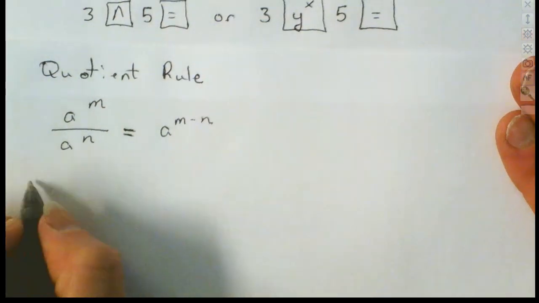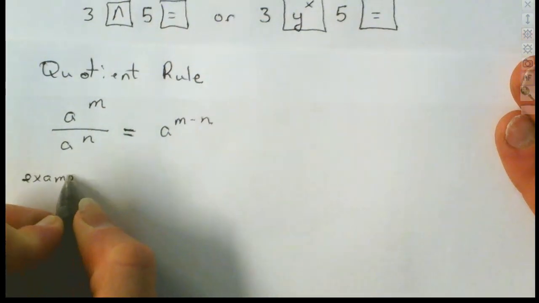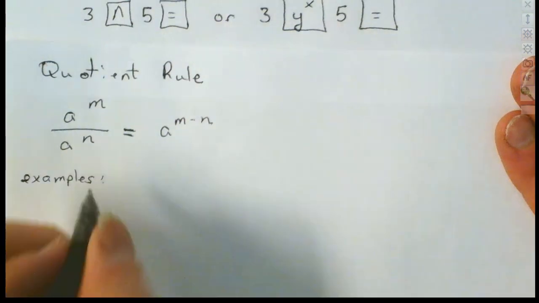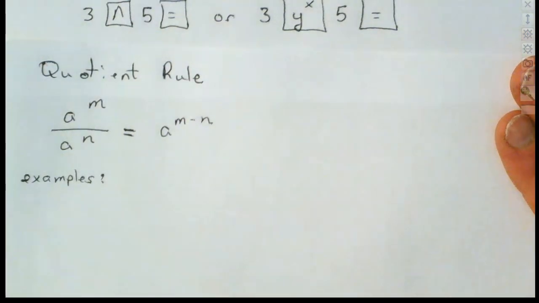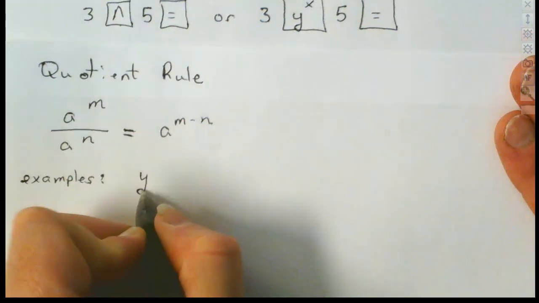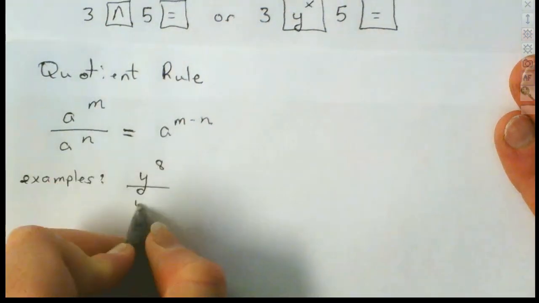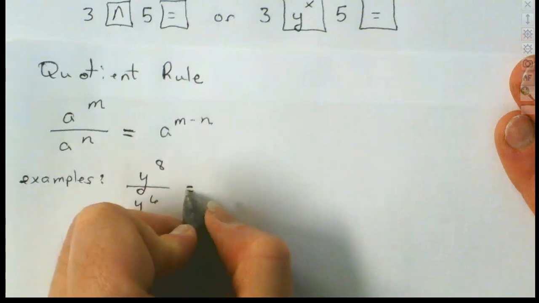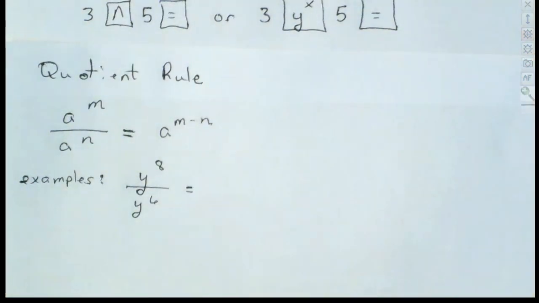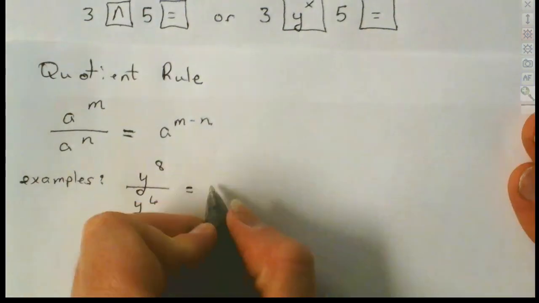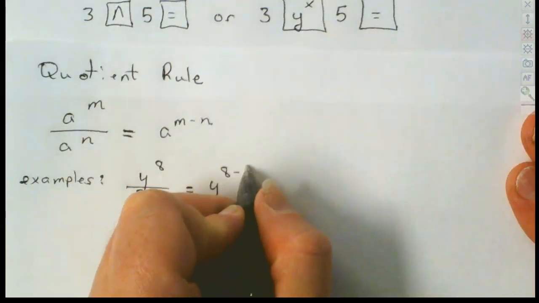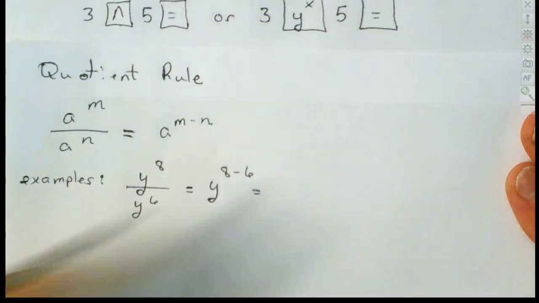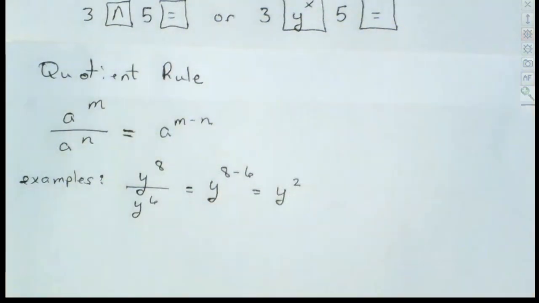So again, we're going to do 2 examples. One with variables and one with numbers. So this one, we've got y to the 8th power divided by y to the 6th power. So what are we doing? We're dividing. That means we subtract. So that's going to be y to the 8 minus 6, which is then y squared.